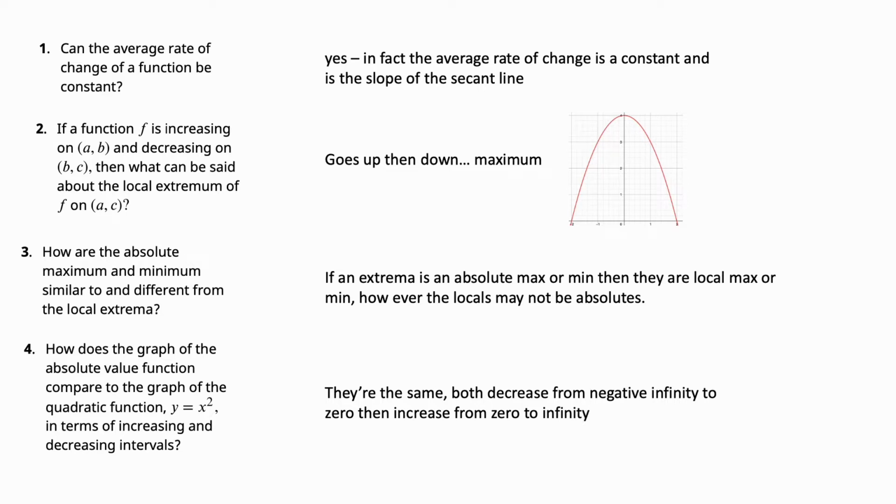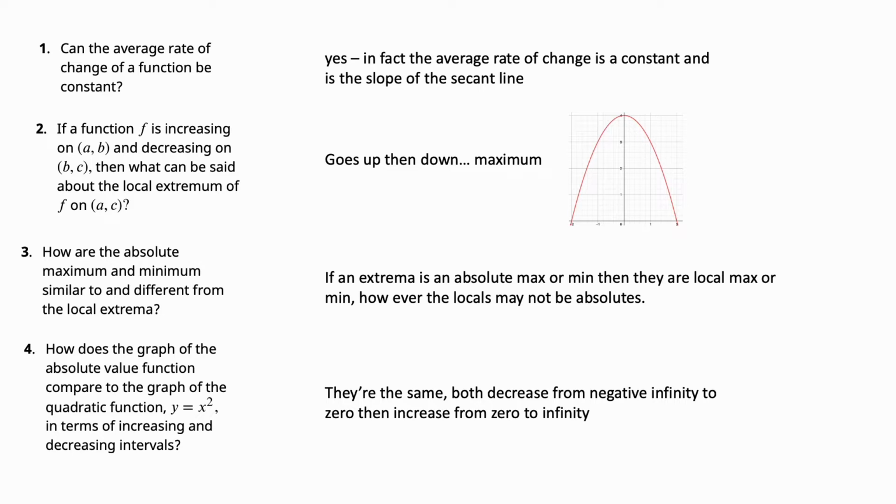If a function is increasing and then decreasing, the extrema is a maximum. So in other words, you go up, then you go down. How are the absolute maximum and minimum similar to and different from local extrema? Well, all absolute max and mins are local extremas, but not the other way around. So if it's local, it doesn't mean it's absolute. But if it's absolute, it is local.